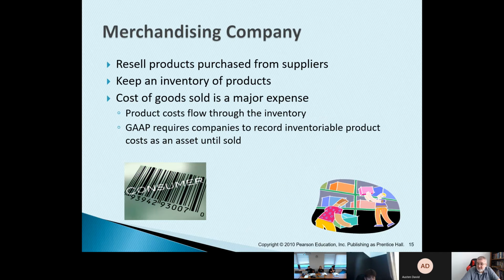Okay, so a merchandising company. They resell products purchased from suppliers. Okay, so Claire's or Walmart, they purchase stuff from suppliers, they put it on the shelf, and they resell it to you. Okay, they do have to keep an inventory of their products, and their cost of goods sold is their major expense. Okay, they're going to have some other expenses because they're going to have some payroll because somebody's got to be there to do the selling. But their major expense is the stuff that they buy, how much do they buy it for, versus the stuff they sell, how much do they sell it for? Okay.